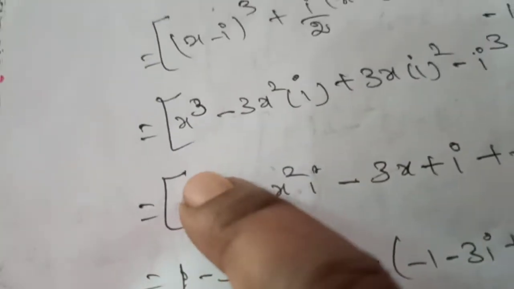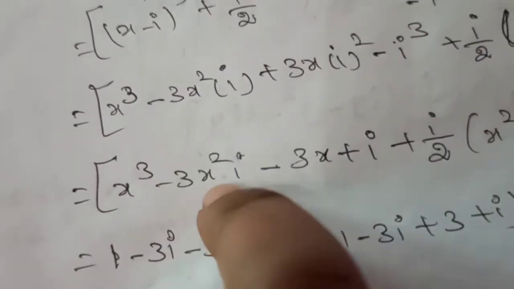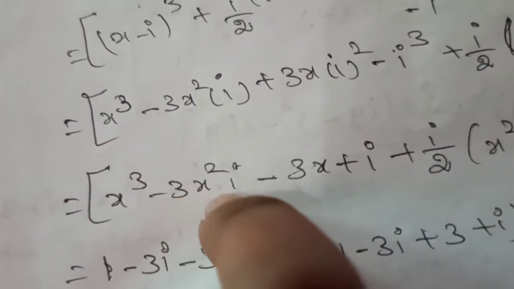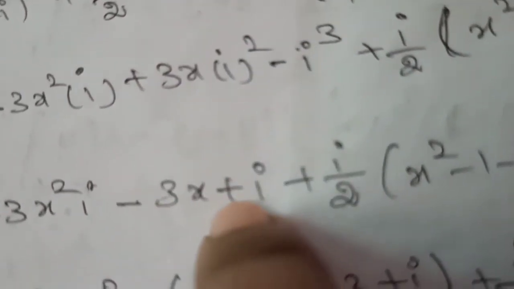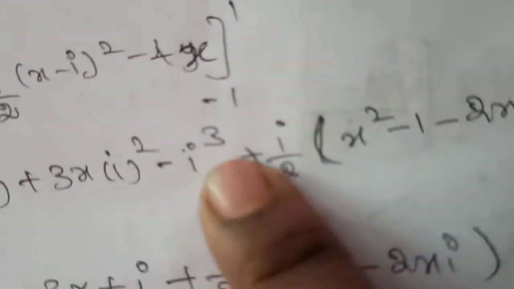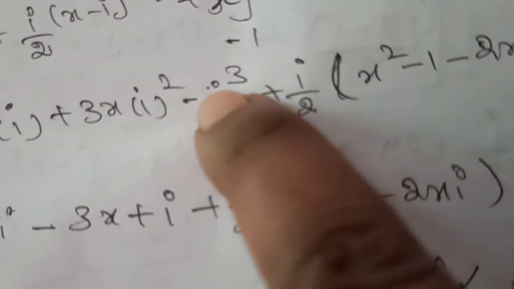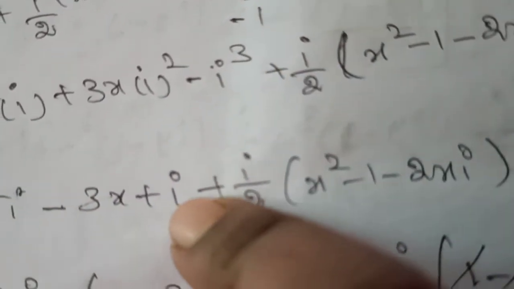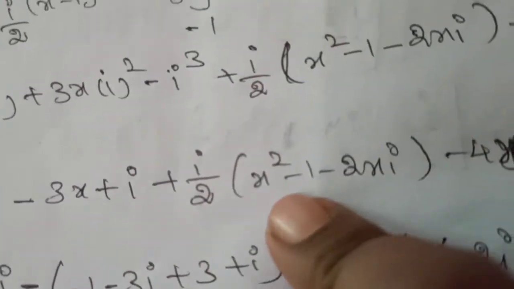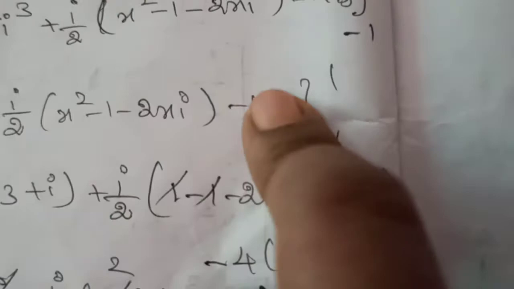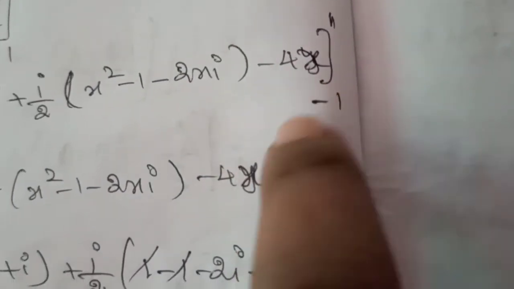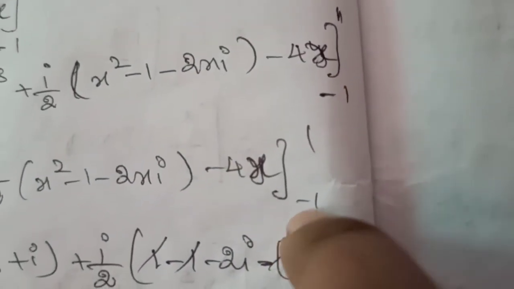Now simplify this value: x cube minus 3x square i, minus 3x into i square, and since i square is minus 1, minus into minus can be written as plus, so minus 3x. For i cube, we know the formula is minus i, already have the minus, so minus into minus can be written as plus i. Plus i by 2 into x square minus 1 minus 2xi, minus 4x, limits from minus 1 to 1.